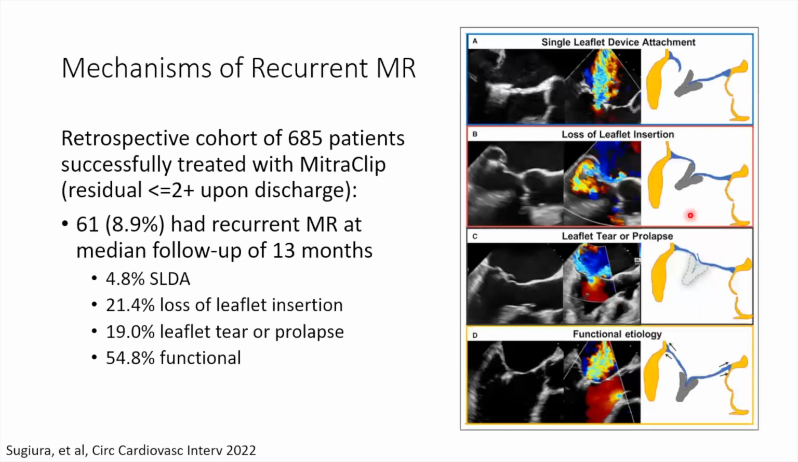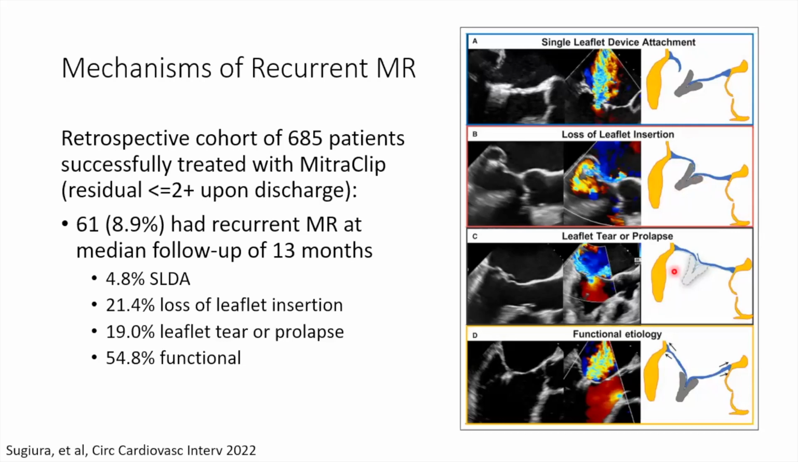There are several mechanisms of recurrent MR. You can have SLDA. As I mentioned, you can have SLDA later, not just in the acute phase. You can also have loss of leaflet insertion, either because you end up having some tear or perforation later down, not necessarily acutely. So you can see here the tip of the posterior leaflet has actually come out of the clip here without complete detachment as an SLDA.